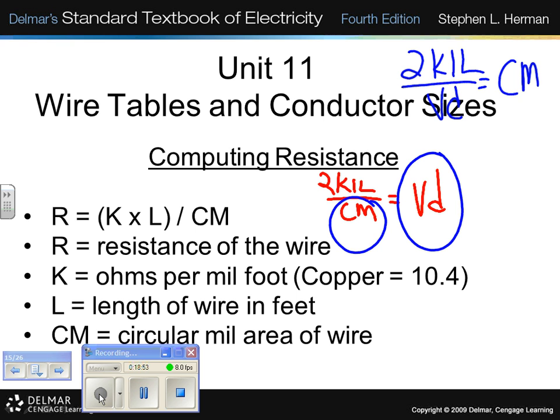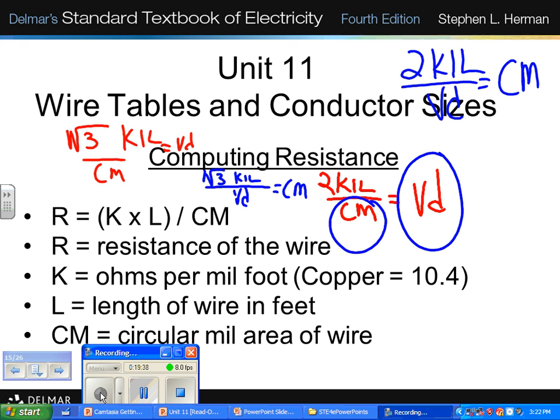But now I want to talk about one more thing, and that's 3-phase. 3-phase is slightly different, and you would remember square root of 3 replaces the 2, and from there on it's the same. KL over circular mils gives us VD. And then if we're trying to find the right size wire to use, we would use that same formula more or less. Square root of 3 times KL over the voltage drop we're going to allow will give us the circular mil area of the wire that we're going to need to do that particular job.